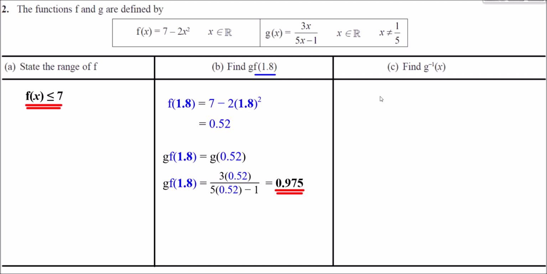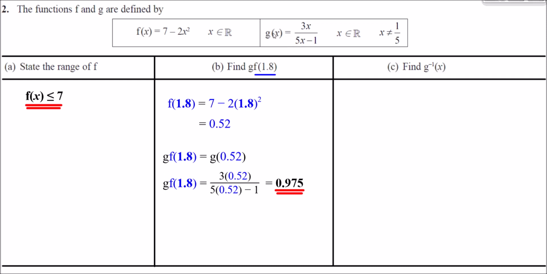Finally, for part C, we've got to find the inverse function g minus 1 of x. It's really important that you don't forget about the notation. This does not mean 1 over g of x. G to the minus 1 is how you write the inverse function. So what we're going to do here, we're going to write g of x in terms of y and x. So we're going to call g of x y and just leave x as it is. And afterwards we're going to switch the letters over. I'll explain as we're going.